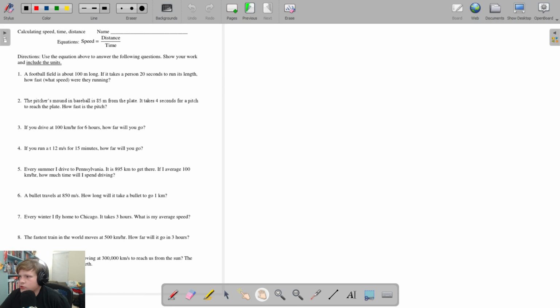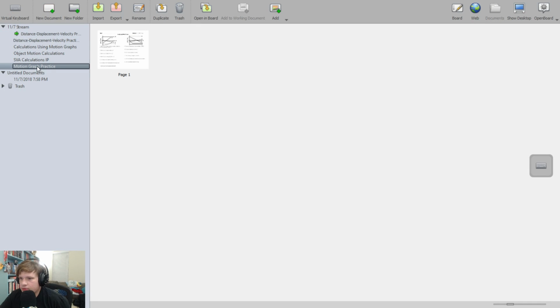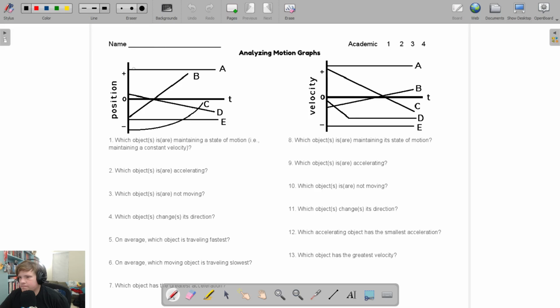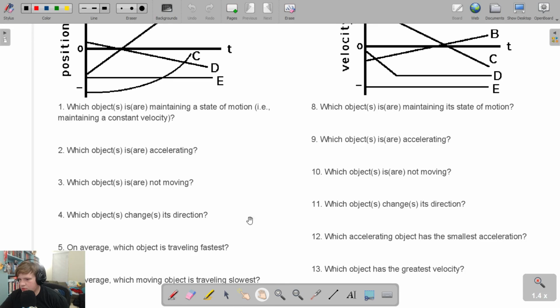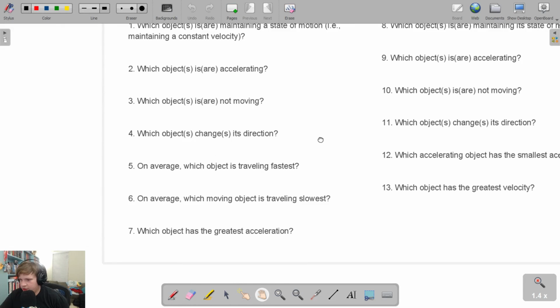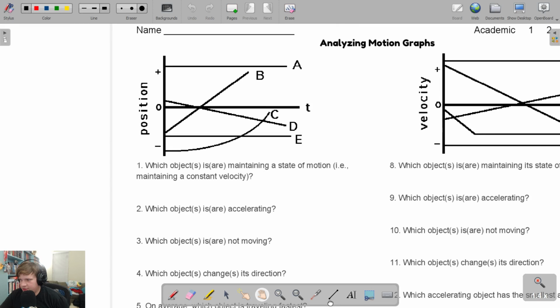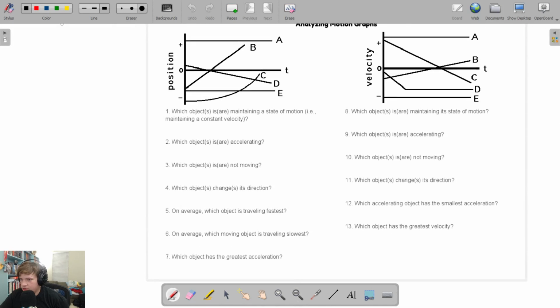On analyzing motion graphs. Okay, documents. Number 7: which object has the greatest acceleration? The way it works is we've got a line down the middle, basically. So 1 through 7 deal with our position and time graph, and 8 through 13 deal with our velocity and time graph. So number 7, which object has the greatest acceleration?